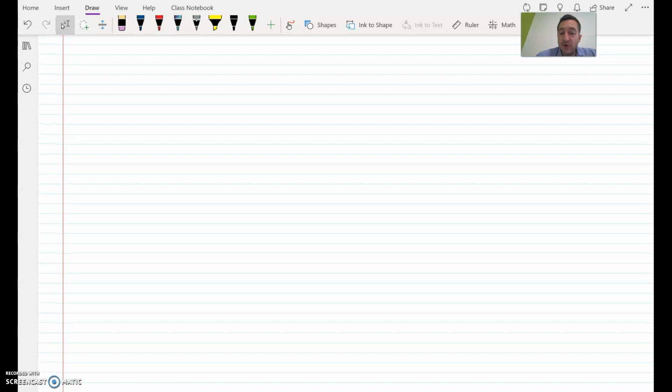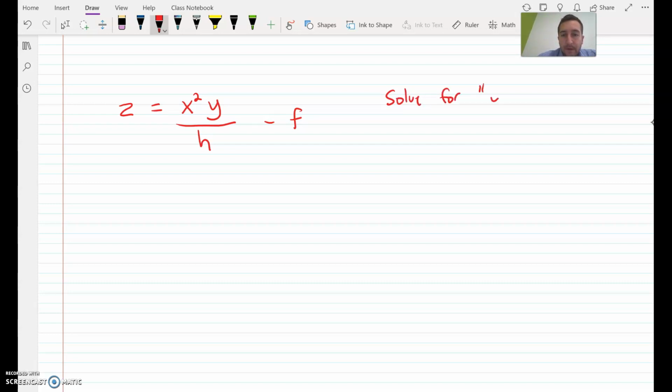All right, part 2. Solving an equation where there's no numbers. There's going to be a couple of these on there, so let's do one. I'm just going to make one up. Let's go z equals x squared y divided by 3 minus, wait, I said no numbers, so divided by, let's just make something up, h minus f. Whoa. And let's say we want to solve for y.